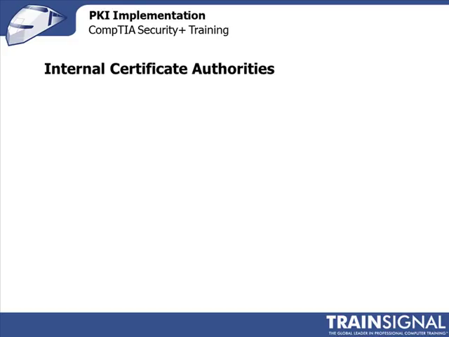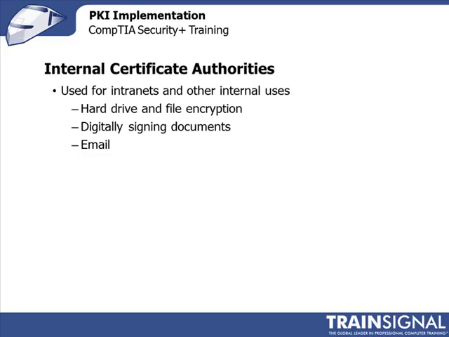Now the other option is setting up internal certificate authorities. This is used for intranets and other internal uses like hard drive and file encryption, digitally signing documents, authentication, and internal email. Pros are the lower cost and the greater flexibility and control. If you plan ahead, creating your own public key infrastructure can be scalable and secure.